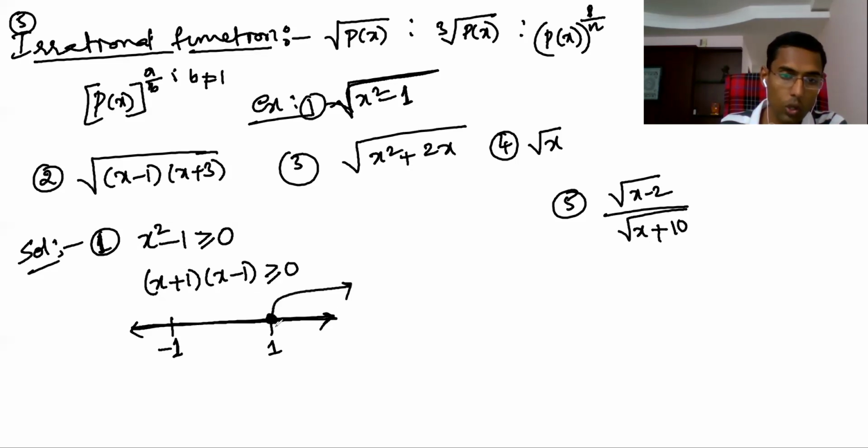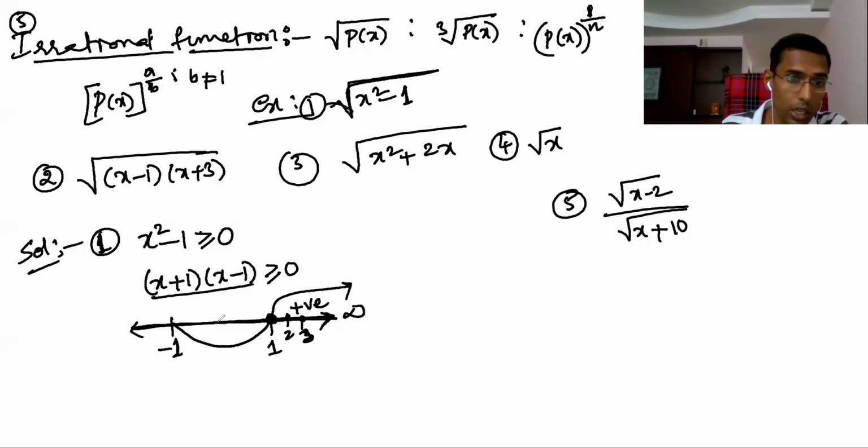Now if you take the right side of 1, that is 2, 3, more than 1, what will happen? For 2, 2 plus 1 and 2 minus 1 are both positive, so it is greater than 0. For 2 it is satisfied, for 3 it is satisfied. That means the expression value is positive for x values more than 1. Yes, correct: 2, 3, 4, 5 up to infinity.